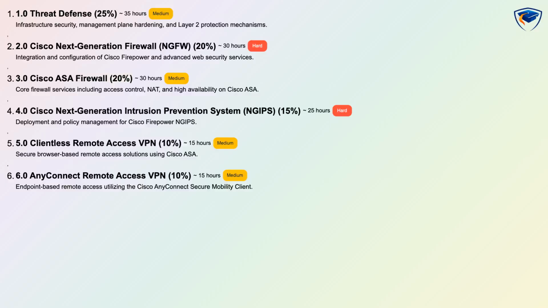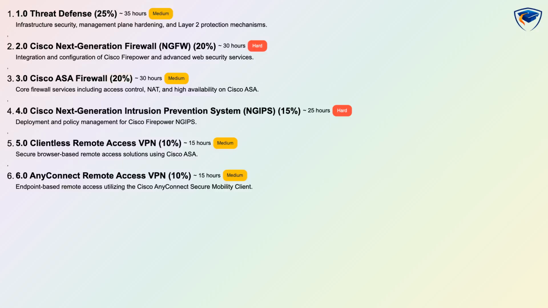Domain 3, Cisco ASA Firewall, also makes up 20% of the exam and examines core firewall services including access control, NAT, and high availability on Cisco ASA. Domain 4, Cisco Next Generation Intrusion Prevention System, makes up 15% of the exam and focuses on deployment and policy management for Cisco Firepower and GIPS.